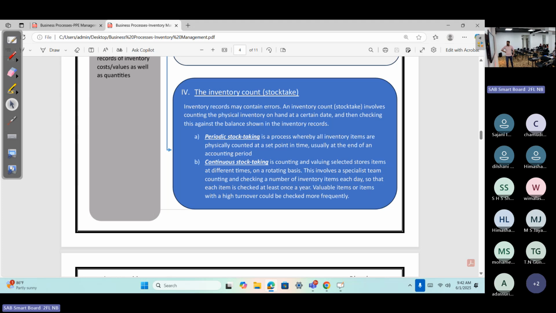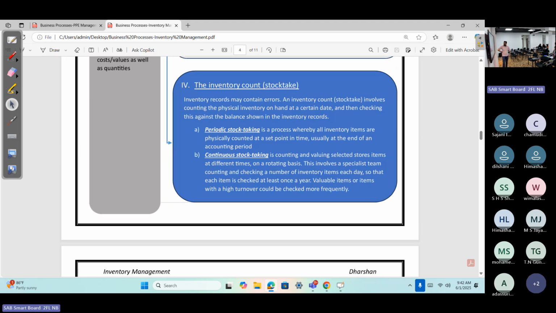Periodic stock taking is a process where all the inventory items are physically counted at a set point in time, usually at the end of the accounting period. Continuous stock taking is counting and valuing selected stores items at different times on a rotating basis.